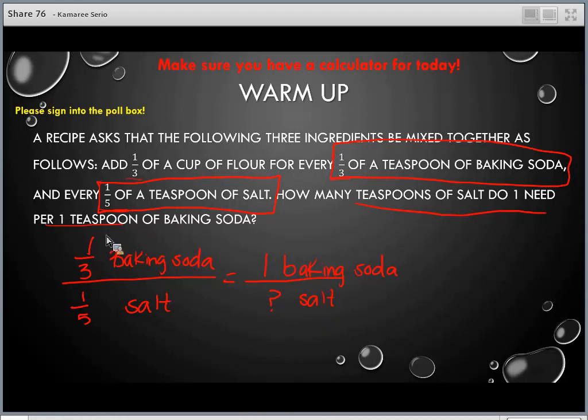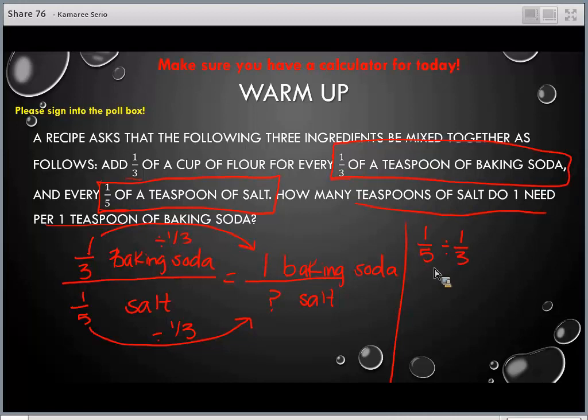So to go from 1/3 to 1, remember you always divide it by itself. So it's 1/3 divided by 1/3 gives me 1. So that means I also need to divide this bottom by 1/3. Okay, so when I do my math over here, I have 1/5 divided by 1/3. So here I need to copy dot flip.